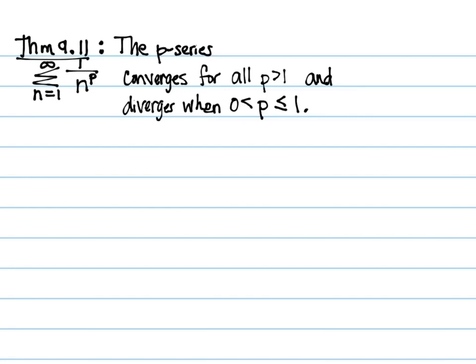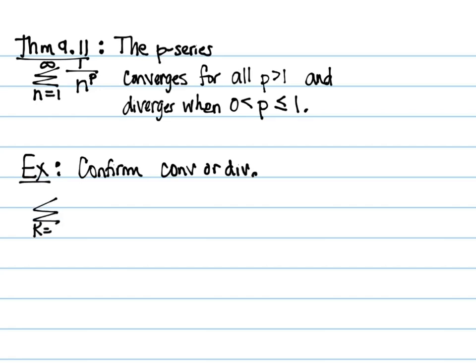And let me just show you how we use it real quick, and then this actually is the last thing in this section. For example, confirm the convergence or divergence. The summation starting point is irrelevant. This one happens to start at 6. This is 4 over k to the 1/2. Will this converge or diverge? Diverge. It will diverge.